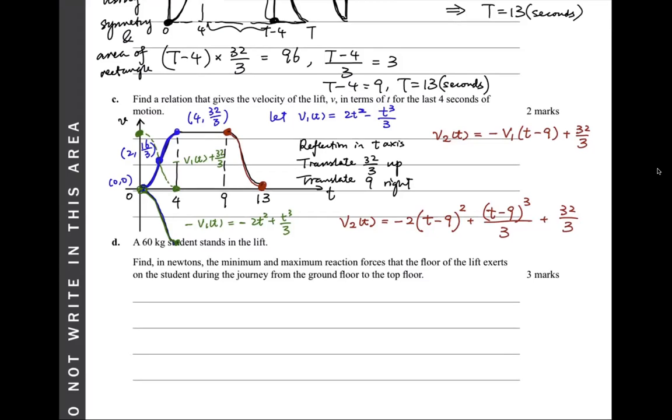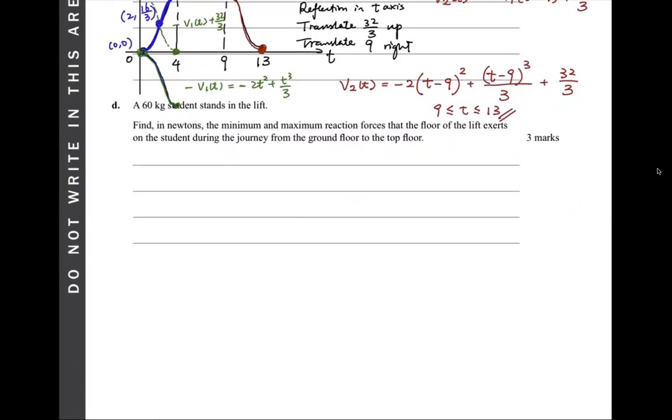Because of the transformation, we need to think about the applicable domain. That is, the t-value goes from 9 to 13, but the question didn't specify whether or not we need to specify the domain restriction. So I'll just leave it like that. Okay.